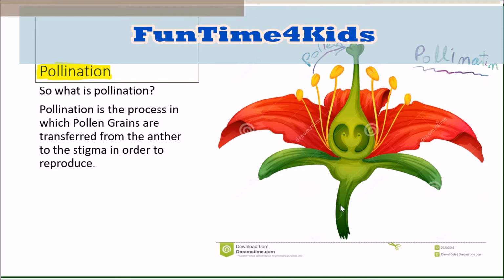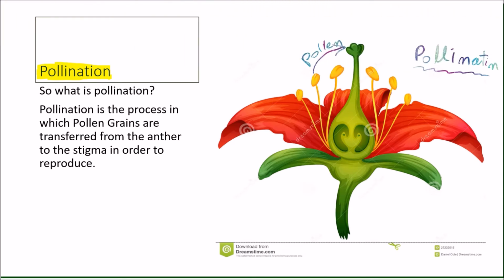So, what is pollination? Pollination is the process in which pollen grains are transferred from the anther to the stigma in order to reproduce. So you can see pollen grains going from the anther to the stigma.